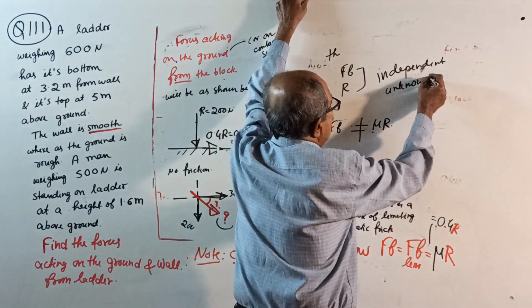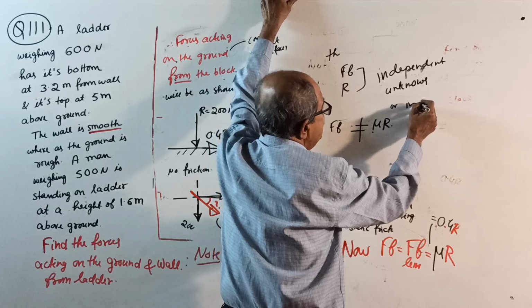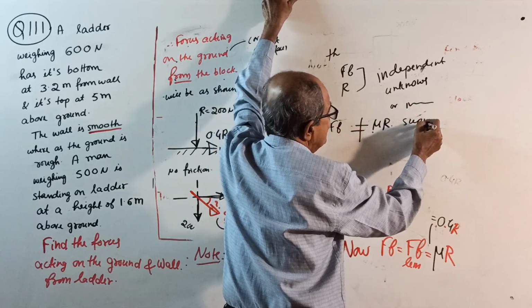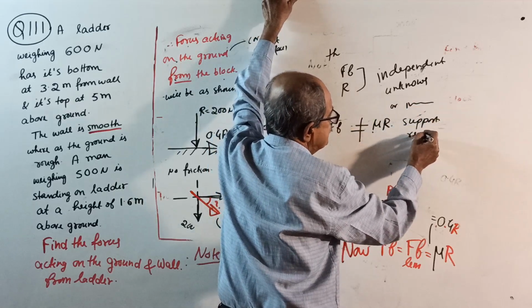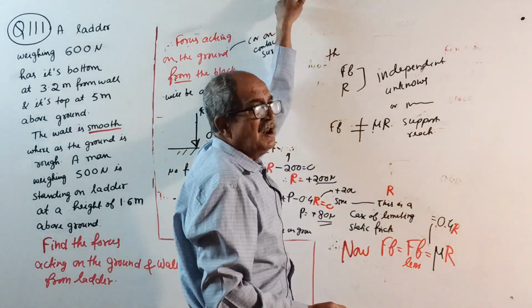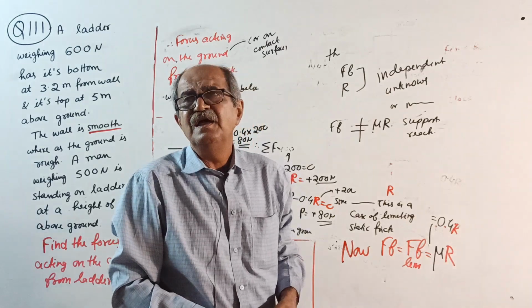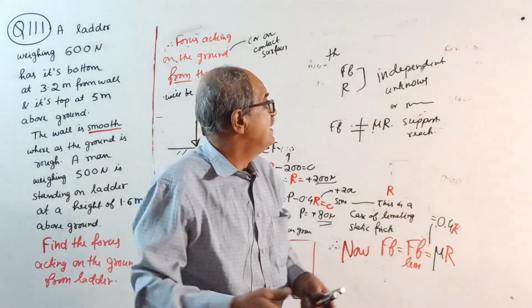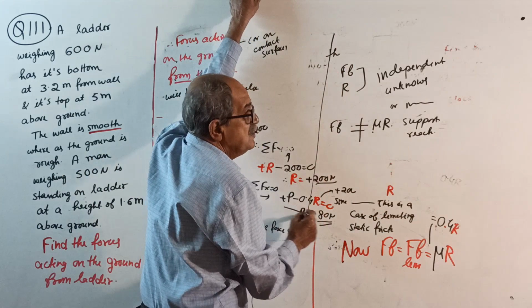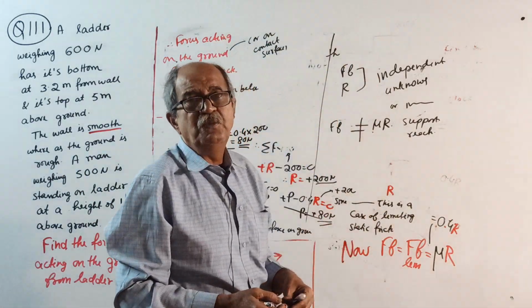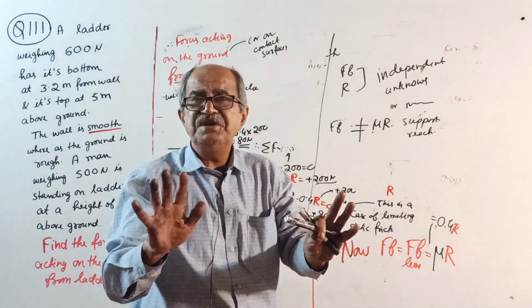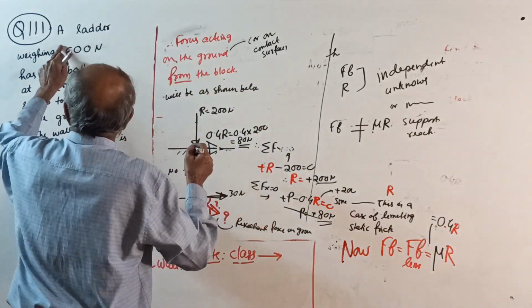Independent unknowns, or you can imagine it as support reaction. Support reaction is normal reaction and frictional reaction. They are independent. Do not write F_F equal to mu R. This much is sufficient. Now I will come to the last question.